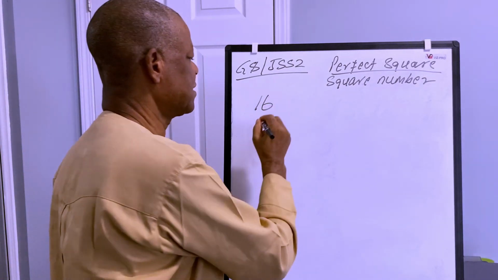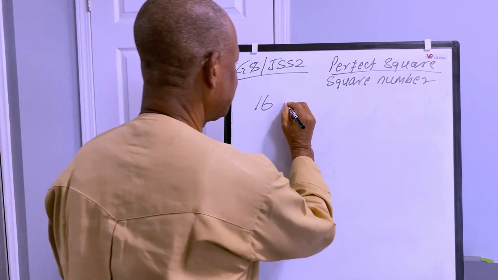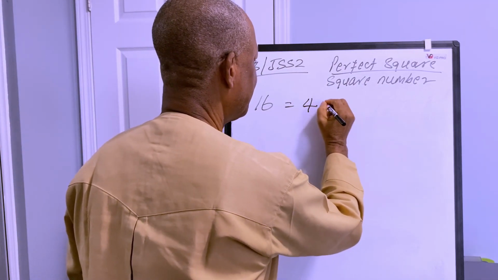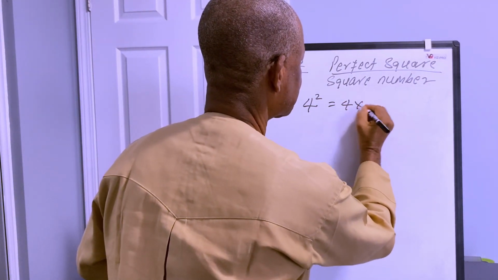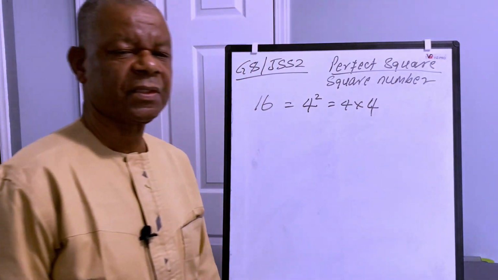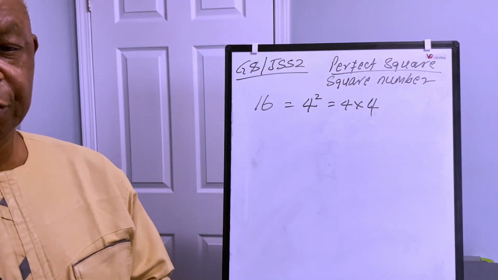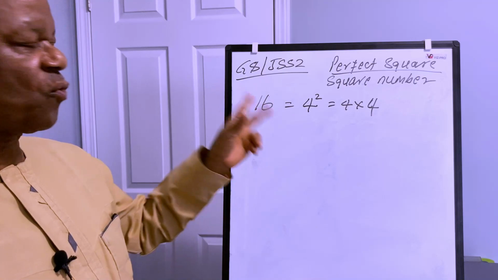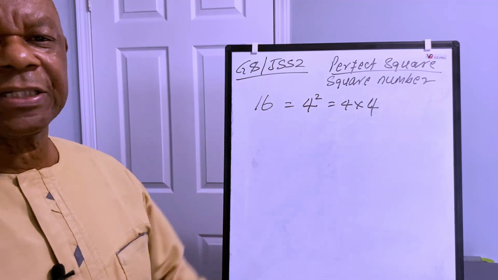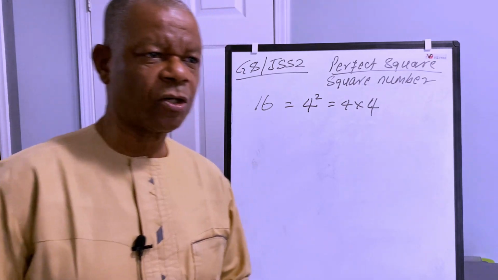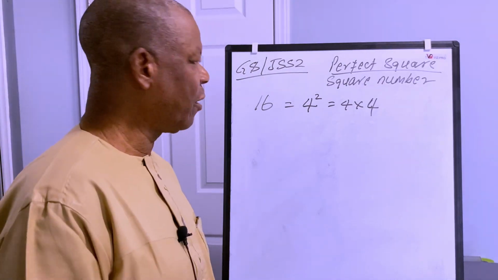16 is a perfect number. It's a perfect square. Why? Because it is the result of 4 multiplying itself, 4 times 4. So we call this a perfect number because it is the product of the square of another integer. So that is what we call perfect square, or perfect number or square number.